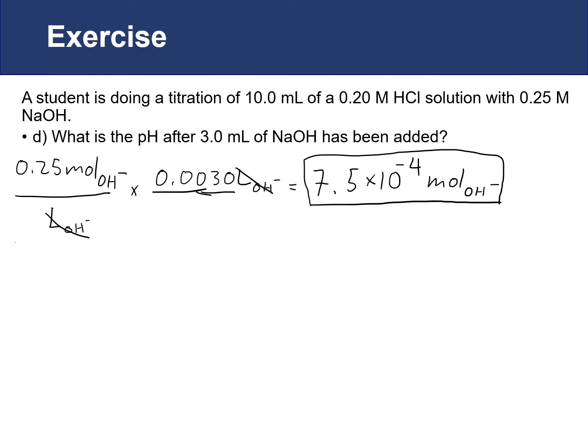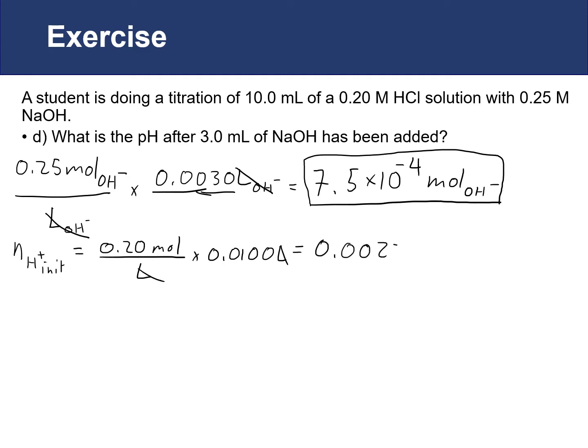We now need to figure out the number of moles that we initially had of our H plus. That's 0.20 moles per liter of our H plus times our 0.0100 liters. Liters cancel out, giving us 0.0020 moles of H plus.